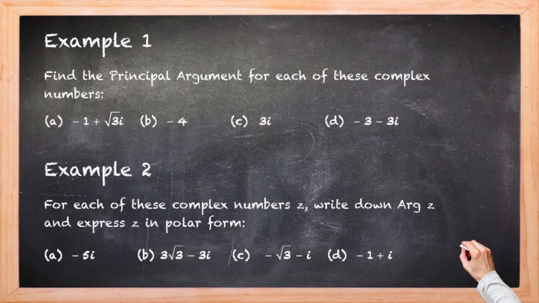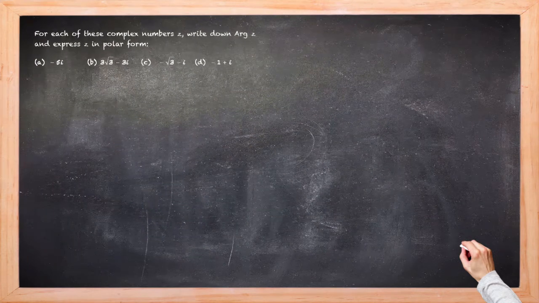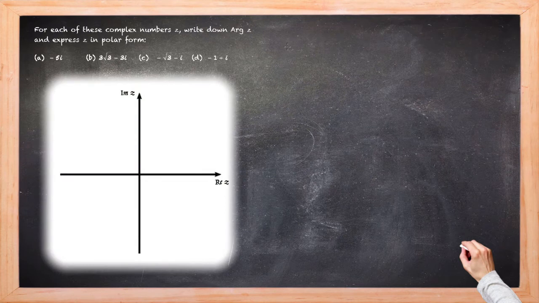So let's move on now to example 2, the 4 examples in example 2. So let's tackle part A. That's negative 5i. That's down in the negative direction on the imaginary axis. And it's 5 units from the origin, so it has a modulus of 5. Principal argument is negative pi upon 2.